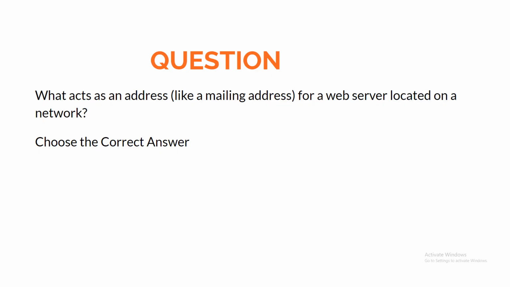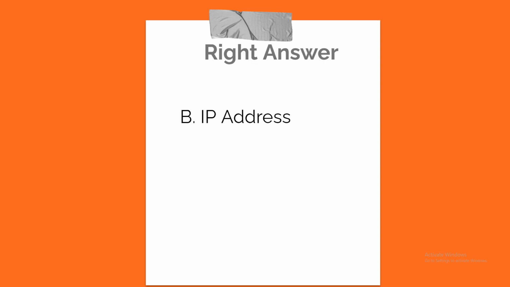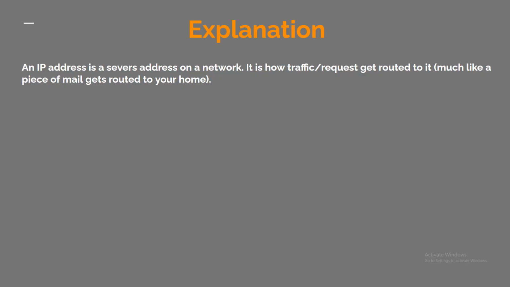Question. What acts as an address, like a mailing address, for a web server located on a network? Choose the correct answer. A. DNS server. B. IP address. C. Common language domain name. D. None of the above. Answer. B. IP address. Explanation. An IP address is a server's address on a network. It is how traffic/requests get routed to it, much like a piece of mail gets routed to your home.